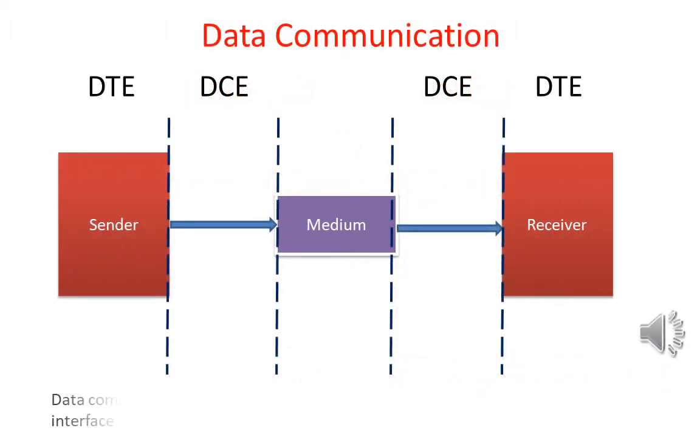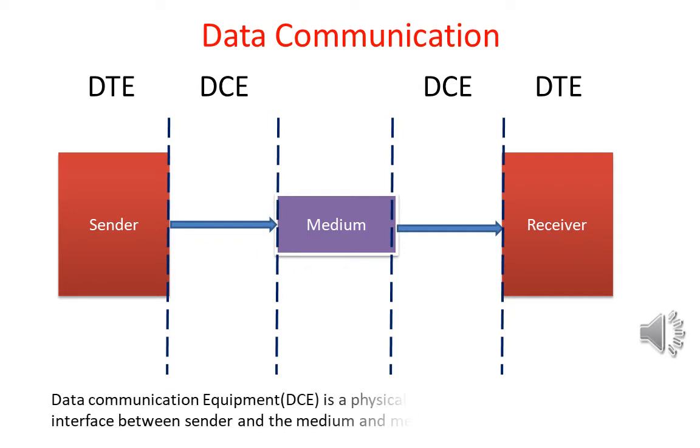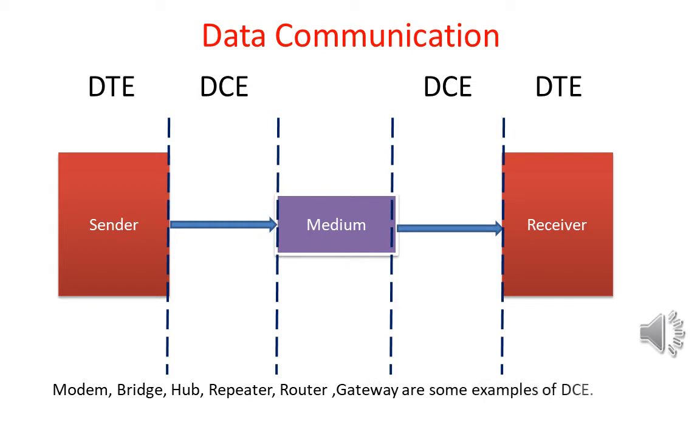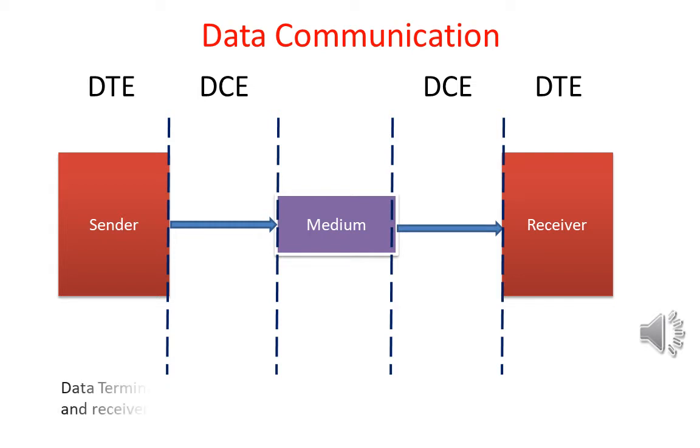Data communication equipment is a physical piece of equipment that works as an interface between the sender, the medium and the receiver. Modem, bridge, hub, repeater, router, gateway are some examples of DCE. Data terminal equipment is the telecommunication name given to the sender's and receiver's equipment.